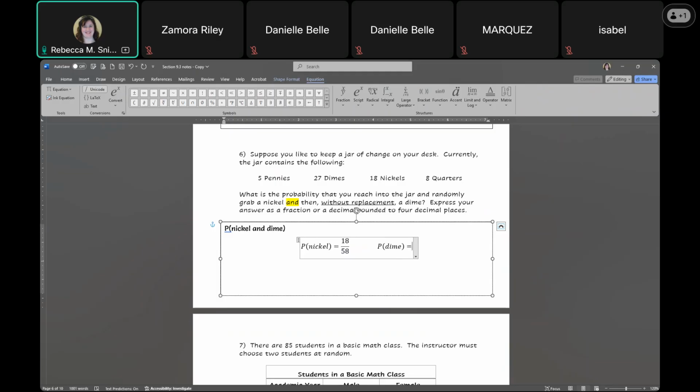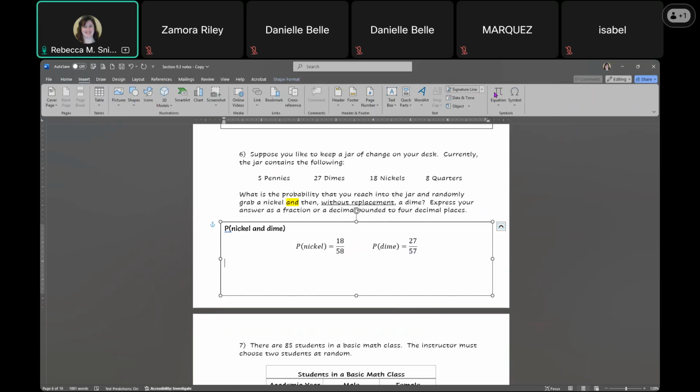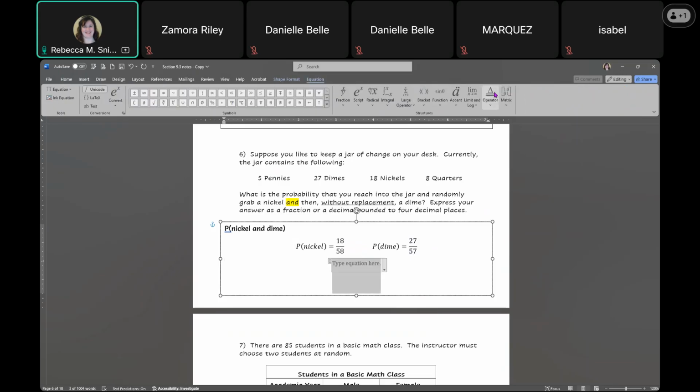And so again, you want to look at how many dimes you have, and then you want to look at your new total. So here I have 27 dimes, but since I'm already holding a nickel in my hand, instead of having a total of 58, I've got a total of 57. Since this is the multiplication principle, the last thing you would do is multiply them together.